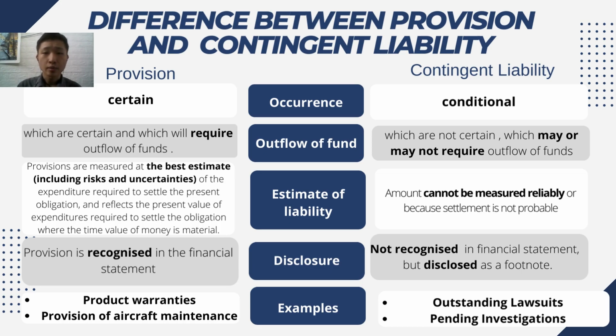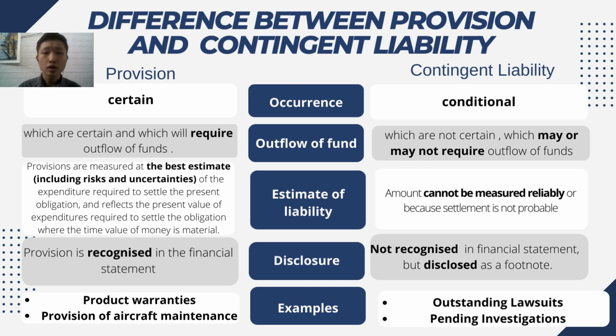For the estimate of liability, provisions are measured at the best estimate, including risks and uncertainties, of the expenditure required to settle the present obligation, and reflect the present value of expenditure required to settle the obligation where the time value of money is material, while the amount of a contingent liability cannot be measured reliably or because settlement is not probable. Another difference is that any increase or decrease of a provision is recognized in the financial statements, while a contingent liability is not recognized in the financial statements, but is disclosed as a footnote in those statements.